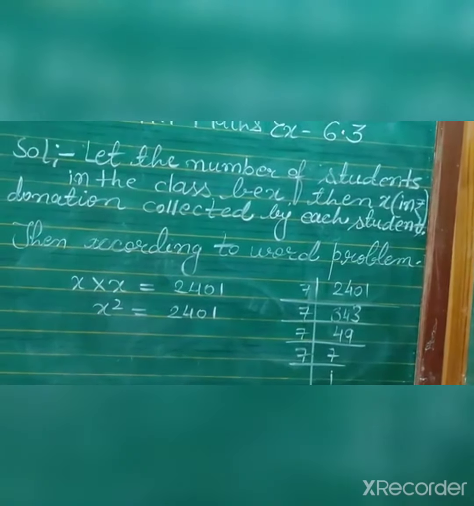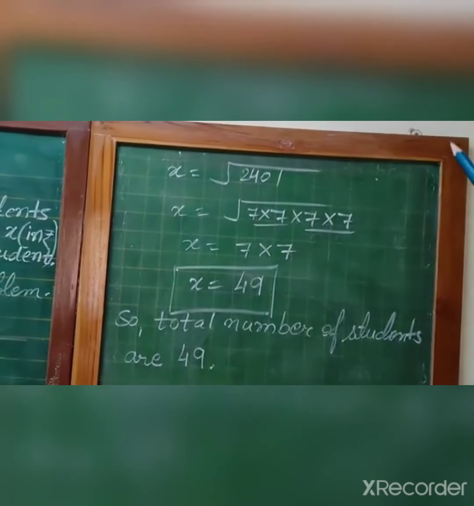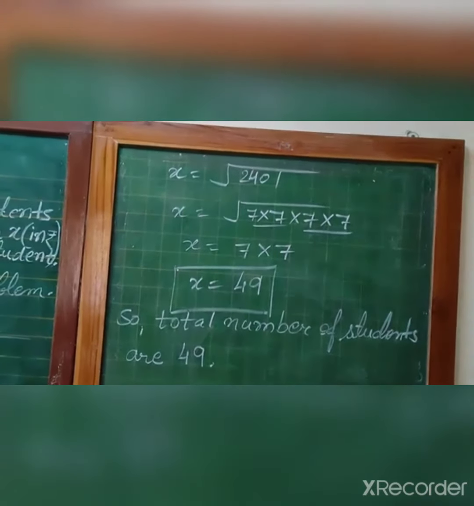In the same way, we assumed here the number of students is X and each student is paying a donation of rupees X. You can see, X into X will be the total money, and the total money given in the question is rupees 2401. X into X, X square, equals 2401. So X equals the square root, because when the power is 2, the square goes to the other side of the equal sign and becomes a square root.